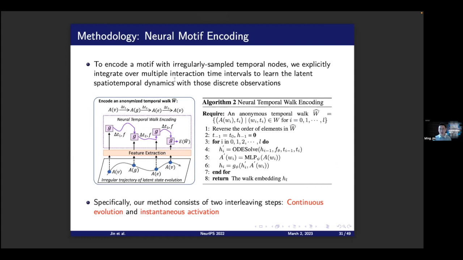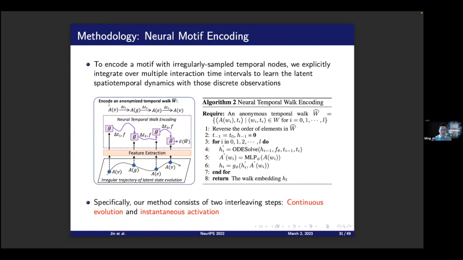But how we can embed it is the question, because these kinds of motifs usually consist of irregularly sampled nodes. That is, the time intervals between two temporal nodes are different between walks or within a walk. So in this case, we propose to explicitly integrate over multiple interaction time intervals to learn to drive the latent evolutions of the spatial temporal dynamics with those discrete observations, or we say conditioned on those discrete observations.